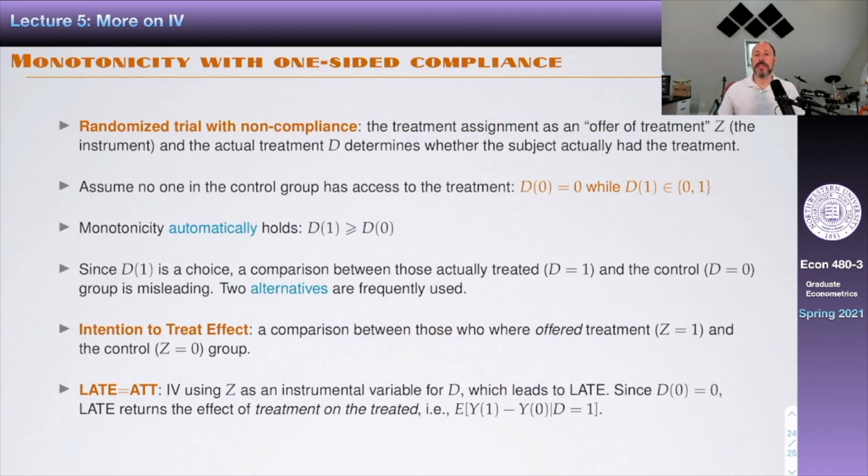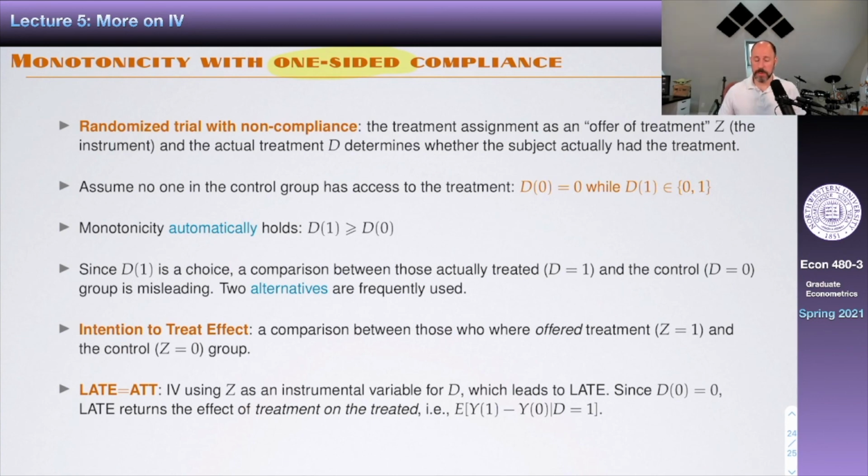All right, we're getting to the end. I'm going to discuss briefly monotonicity with one-sided compliance. The easiest way to think about it is an experiment where you don't have the actual treatment available outside the experiment. So suppose you have an experiment, you randomize people into treatment and control. Those that are treated, you just give them a drug that they're supposed to take, a medication, you can say. But then in reality, some of those decide to take the medication, some others don't.